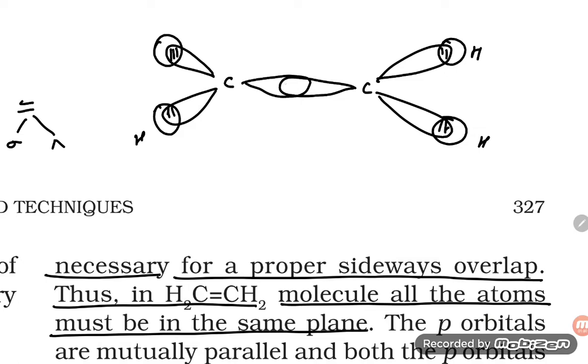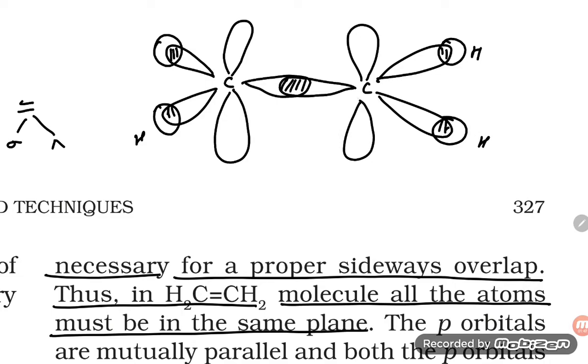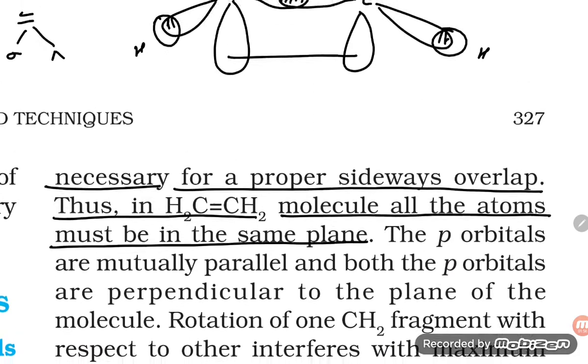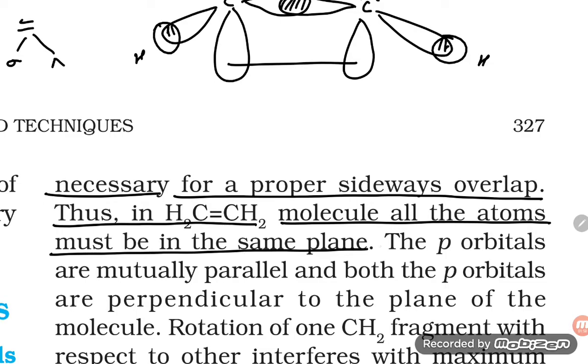So these are the sigma bonds, dear friend. Now you go for the pi bond. Here you can see, this is the pi bond being formed. This is the pi bond. So here what they are saying, for the proper sideway overlap, in CH2=CH2 molecule, all the atoms must be in the same plane.